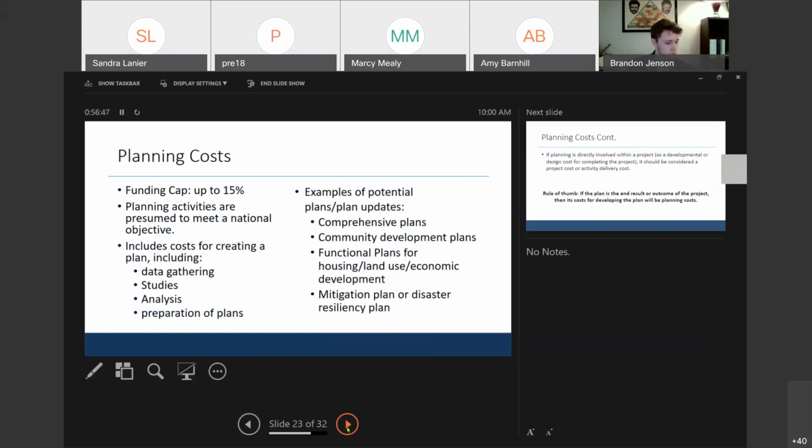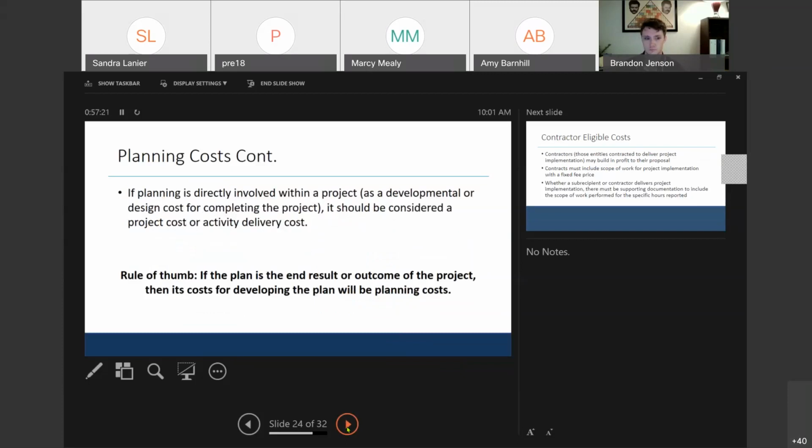Planning costs will not include activity delivery costs. Your planning costs for your planning application, that standalone application, will only include the project cost to build that plan. There will be no activity delivery costs involved, and of course we aren't offering reimbursement for admin. So all your costs for planning should involve the project cost that it takes to develop that plan. And like it's noted here, the rule of thumb is that the end result should be that plan, the outcome of that project.